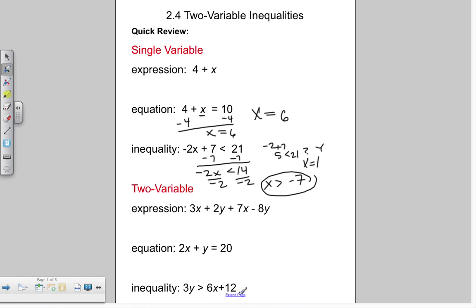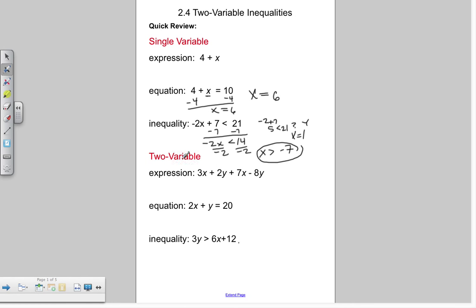Let's look at it a little bit further. A two variable expression. Okay, I've got an x and I've got a y. Okay, this is an expression, no equal sign, no answer. What can I do with it? I can only simplify it, which means combining the things that are alike. Those are alike. Those are alike. So 3x and 7x, 10x. 2y and -8y is -6y. That's all I can do.